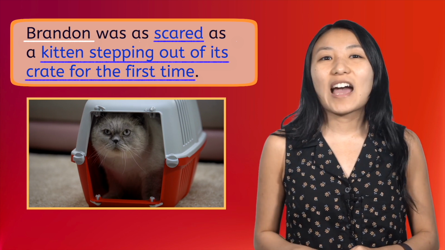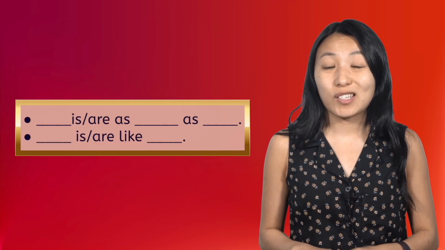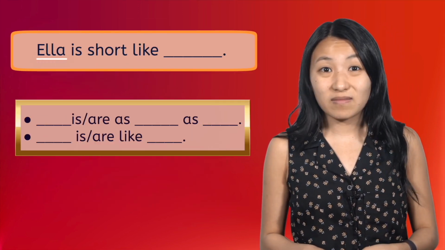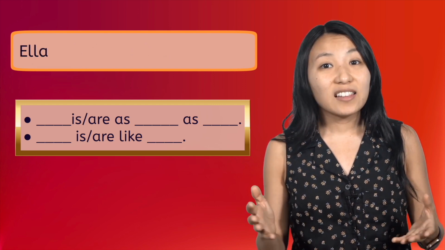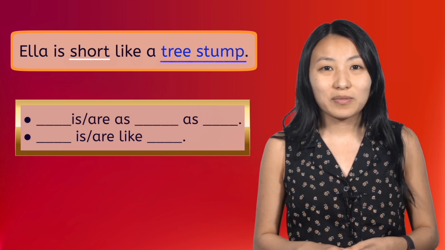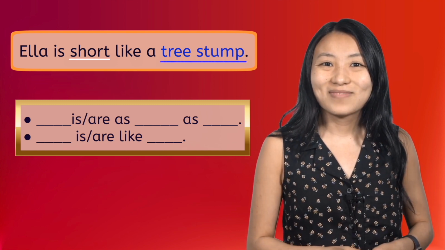What if I talk about how my younger sister Ella was too short to zip line? An example of something you might create is, Ella is short like a tree stump. Awesome! Now I can finally start describing this secret lagoon with my amazing simile skills.